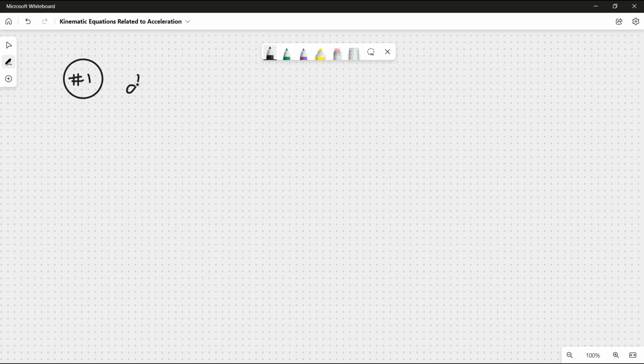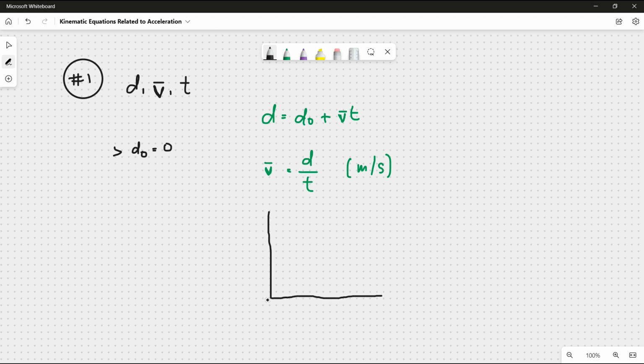The first kinematic equation relates to displacement, average velocity, and time. The initial displacement d0 is often 0, in which case the equation can be written as. This equation says that average velocity is displacement per unit time. We will express velocity in meters per second. If we graph displacement versus time, the slope will be the velocity.